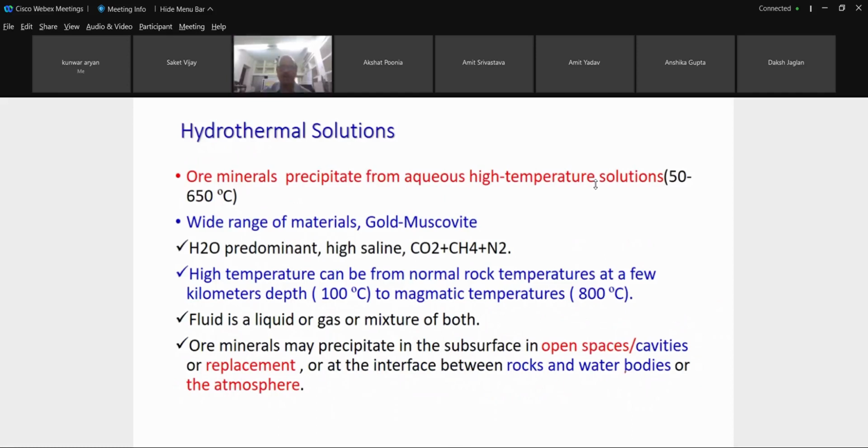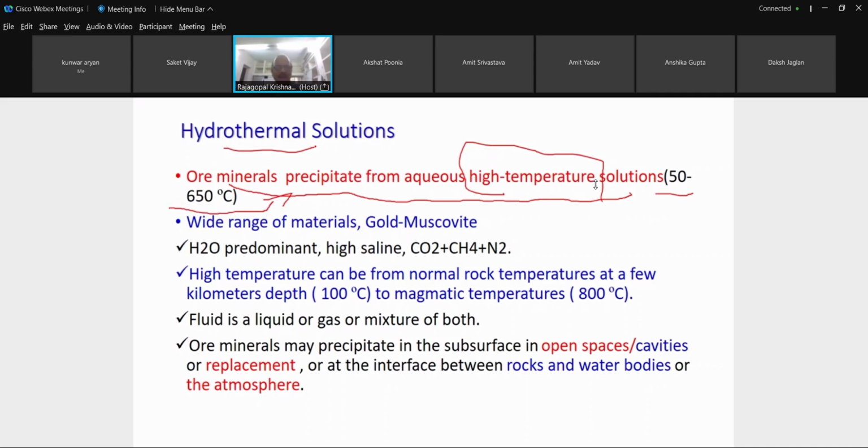So to start with, what are hydrothermal solutions? And what is its impact? As you know, people have understood that ore minerals can be precipitated from aqueous high temperature solutions. When you say high temperature, it is qualitative. People have observed that solutions above room temperature, right from around 50 degrees Celsius, start operating in the crust, and it can go up to 650 degrees Celsius, per Lindgren or some of the experimental studies.